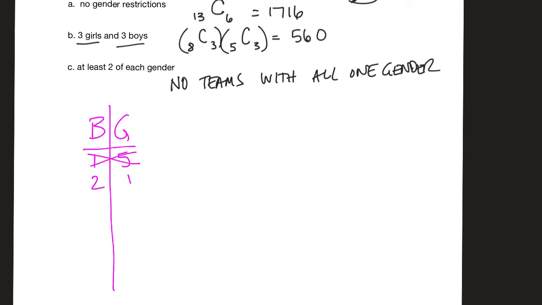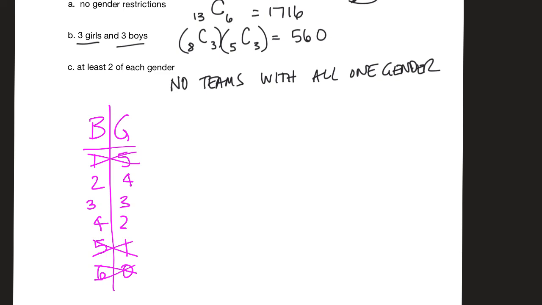I could have 2 and 4. I could have 3 and 3. I could have 4 and 2. I could have 5 and 1. Oh, wait, that does not work either. Or I could have 6 and 0. Oh, wait, that doesn't work either. Right? Does that make sense?